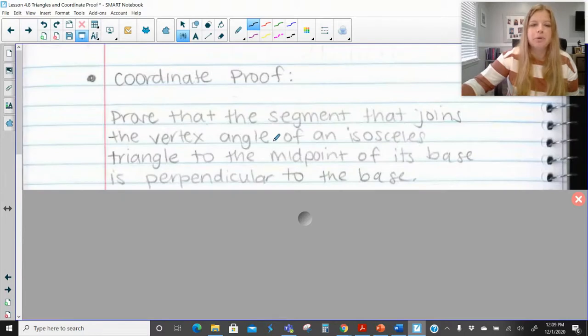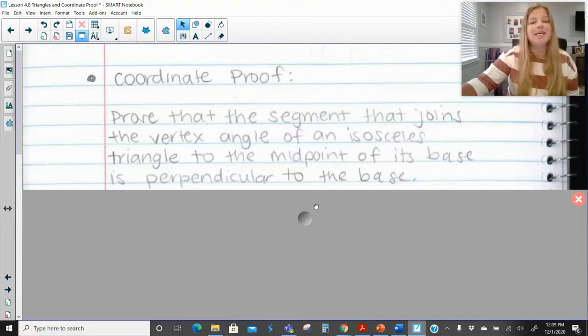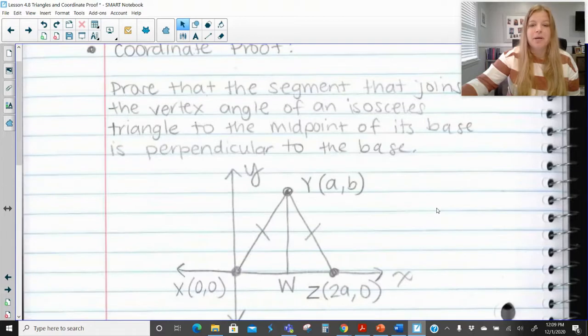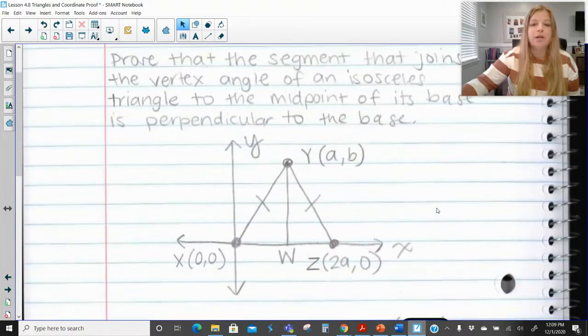Now, a coordinate proof. It says prove that the segment that joins the vertex angle of an isosceles triangle to the midpoint of its base is perpendicular to the base. That's definitely a mouthful, but here's what we're going to take a look at. We're going to look at this diagram, and what we want to prove is that the segment that joins the vertex of an angle of an isosceles triangle to the midpoint of its base is perpendicular to its base.